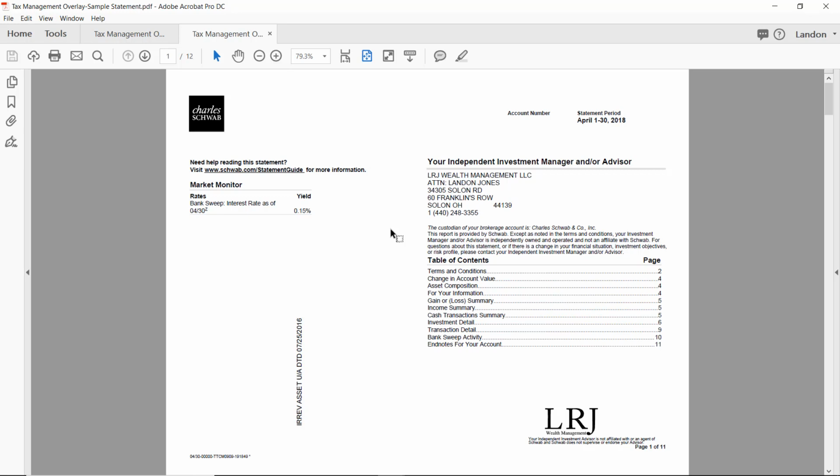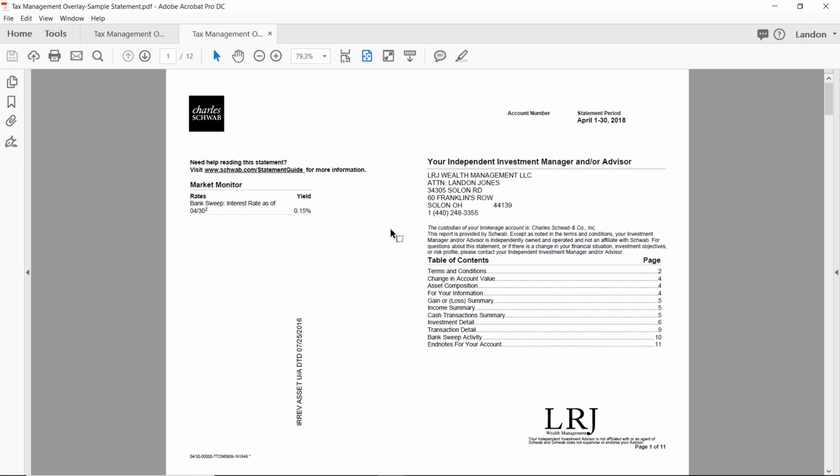So when doing global level trading, if we just randomly trade all of our non-qualified accounts, rebalance them, whatever, we could end up with some really significant negative tax ramifications. So what we do with these tax management overlay accounts is they are removed from the automated trading processes, the global level trading processes.